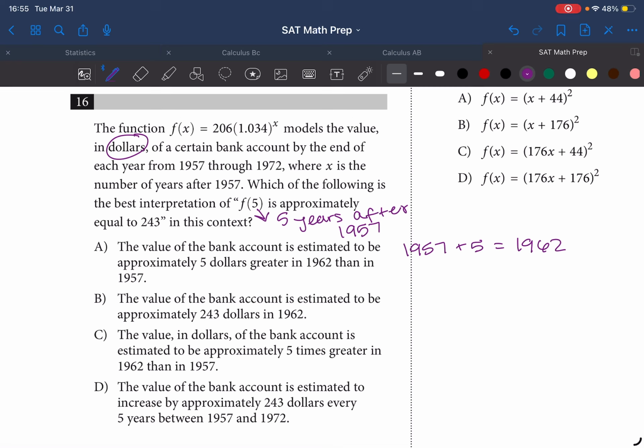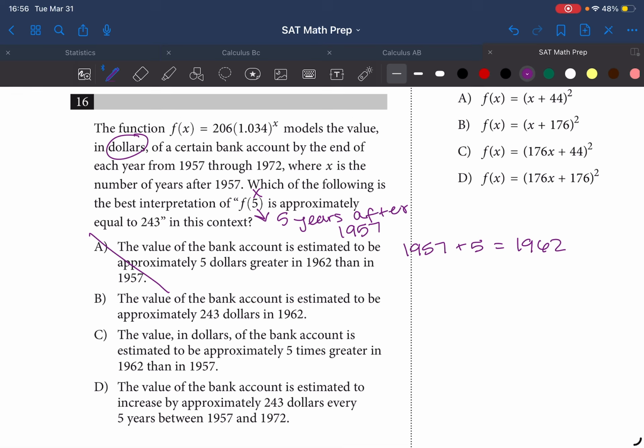The value of the bank account is estimated to be approximately $5 greater in 1962 than 1957. Okay, so X is the number of years, so this is X, so it's not 5 years greater, they're saying $5 greater, so it can't be A. B says the value of the bank account is estimated to be approximately $243 in 1962. That one sounds the most correct so far.